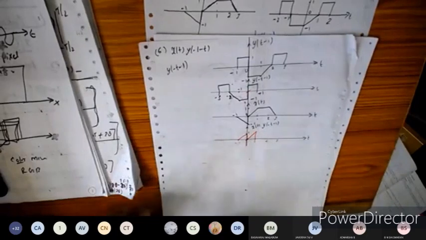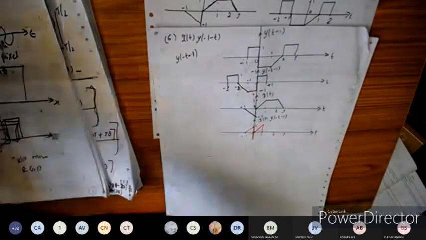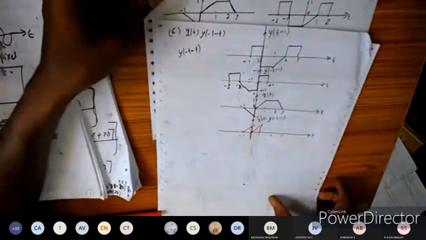Did everyone get the waveform like this? Done, everyone? Done?